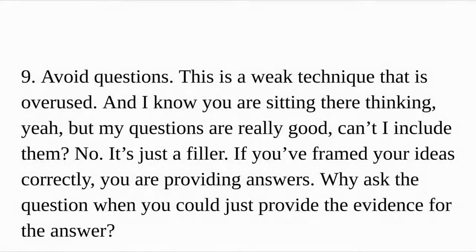9, avoid questions. This is a weak technique that's overused, and I know you're sitting there thinking, yeah, but my questions are really good. Can't I include them? No, it's just filler. If you framed your ideas correctly and are providing answers, why ask the question when you could just provide the evidence for the answer? And I hope you see from that paragraph with 2 questions in it, it's just way longer and wordier, and there's very little substance. The whole point of it is just don't use questions.